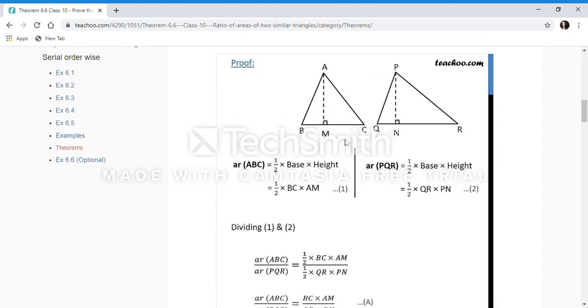So area of triangle ABC equals half into base into height. Base is BC, so it becomes 1 by 2 into BC into AM. Here AM is the corresponding height. Similarly, for triangle PQR, area of triangle PQR equals half into base into height, that is half into QR into PN. Here PN is the corresponding height and the base is QR. In this relation, area of triangle ABC is represented by 1 and area of PQR by 2.